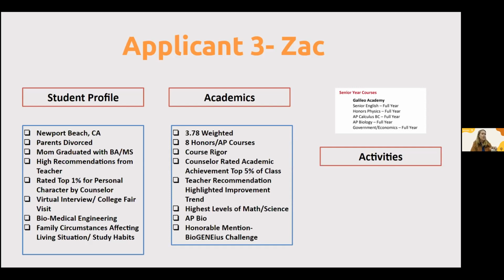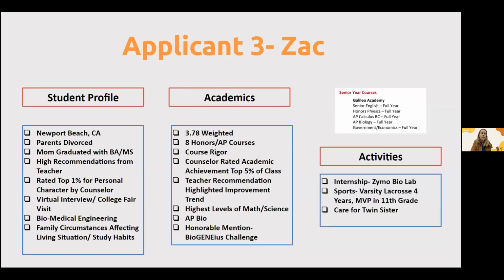Their teacher recommendation also highlighted a continuous trend of improvement. So all 4 years, grades improving, as well as taking college prep, then honors and AP courses. Their counselor noted that they took and was successful in the highest level of math and science classes that was available on campus. And then currently AP Bio, that class might relate to their major. And then they received an honorable mention for a BioGenius challenge that they participated in and for their research. So participating in something related to science as well as potentially their major.